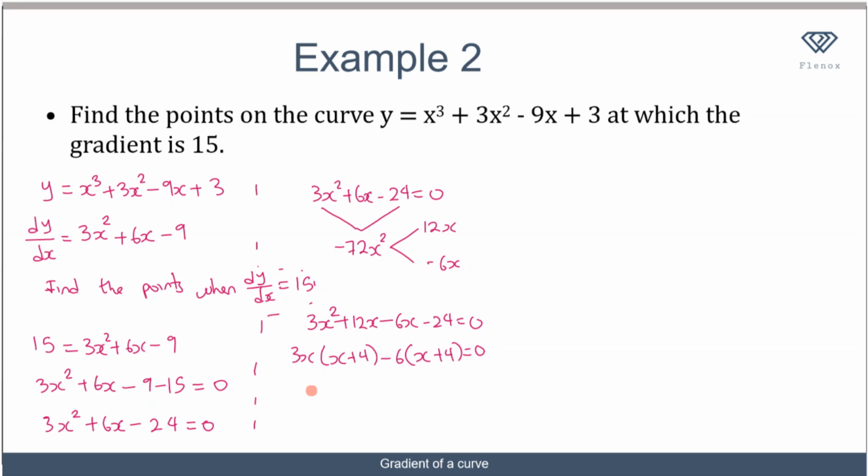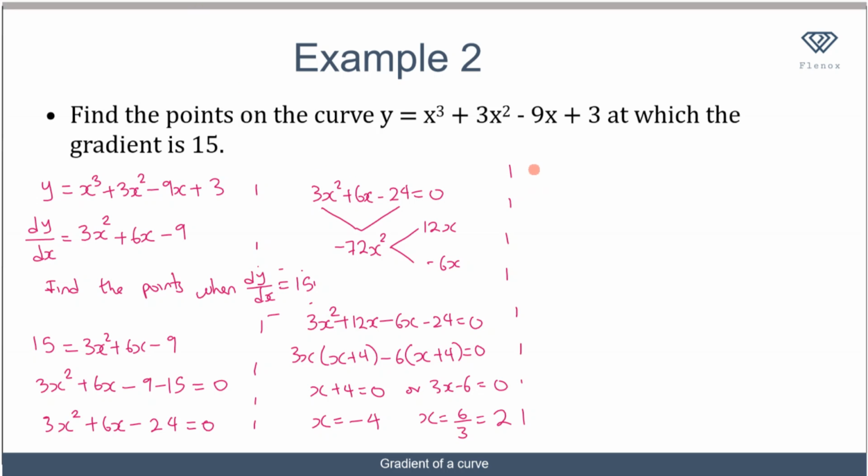So I have either x plus 4 being equal to 0, or 3x minus 6 being equal to 0. So in this case, my x is equal to minus 4, and in this case, my x is equal to 6 over 3, which is equal to 2. So now I found 2 points on the curve at which the gradient is 15, and those 2 points are when x is equal to minus 4 and when x is equal to 2.